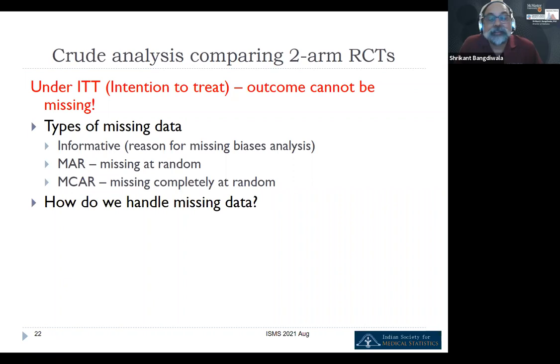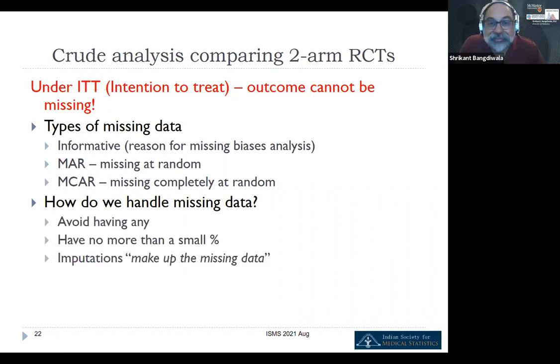What's the best way to handle missing data? Well, one of my professors said, avoid having it. That may sound like a joke, but that's the best way: design your study and conduct your study in such a way that you minimize and almost totally avoid having missing outcome data. Otherwise, people throw out some figures: in a randomized trial, you should not have more than 0.5% missing data or 1% missing data. These are totally arbitrary numbers and percentages.